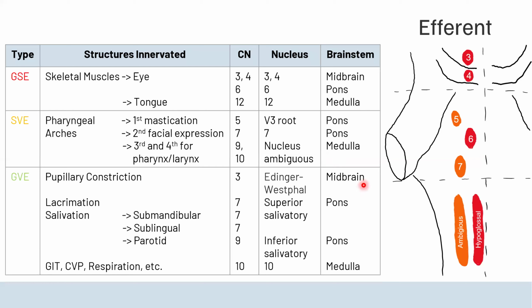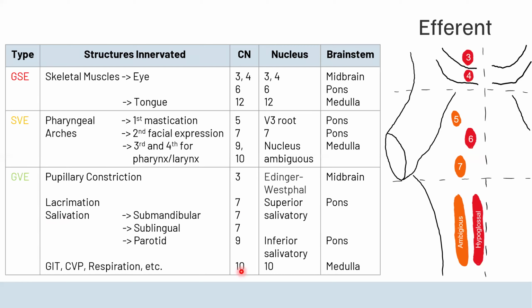The pupillary constriction is done by cranial nerve number 3. The lacrimation is done by cranial nerve number 7. Salivation through the submandibular and sublingual glands is done by cranial nerve number 7, and the parotid is done by cranial nerve number 9. For all of the rest, for GIT, CVS, respiration, etc., it is done by the vagus nerve.